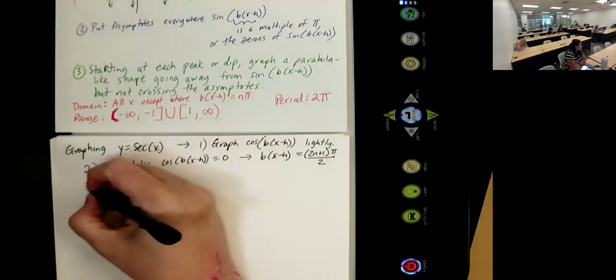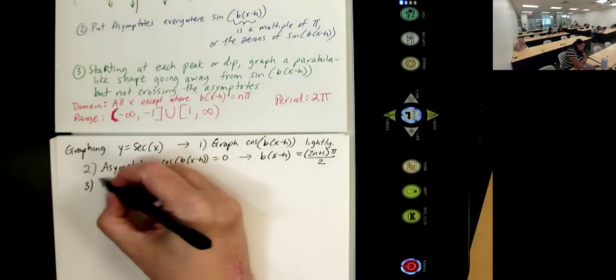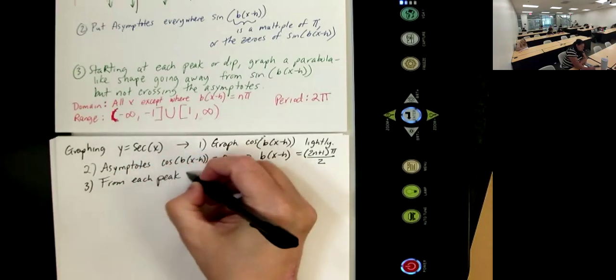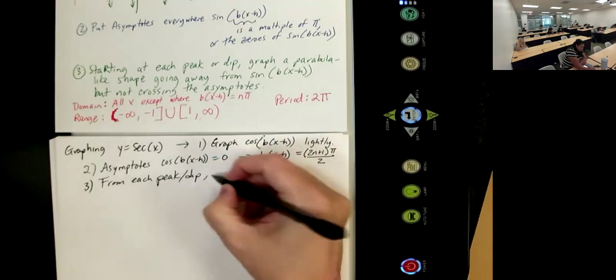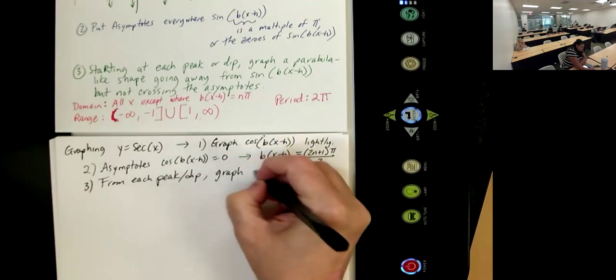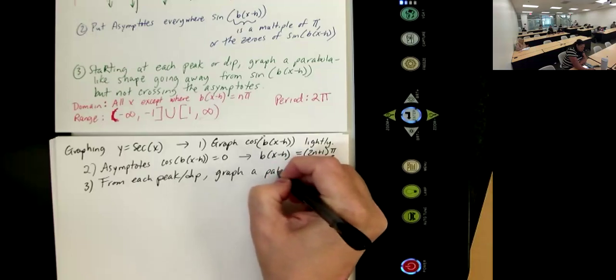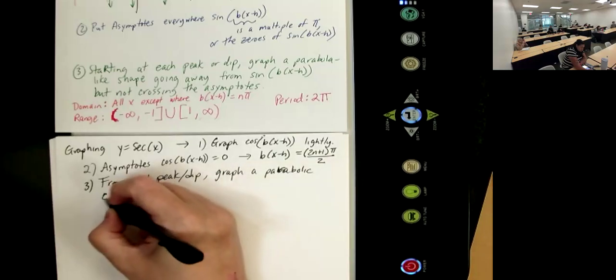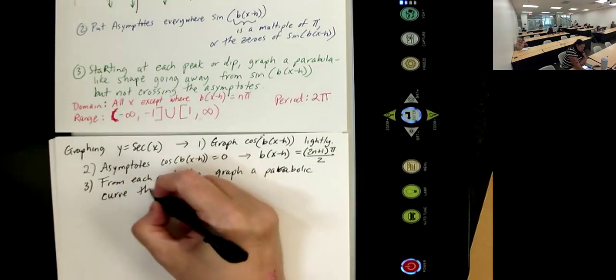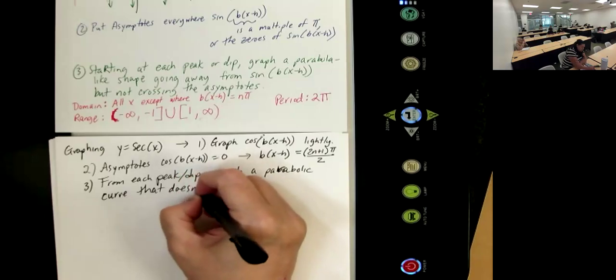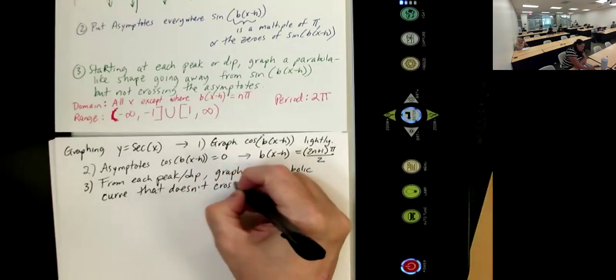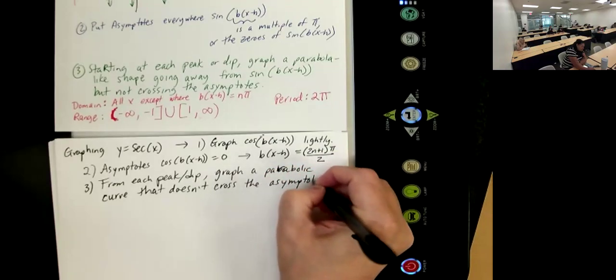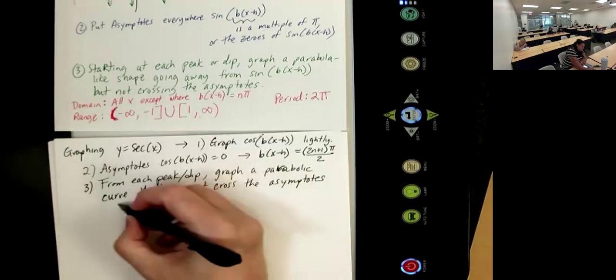And step three is the same thing. From each peak or dip, graph a parabolic shape that doesn't cross the asymptotes, going away from cosine.